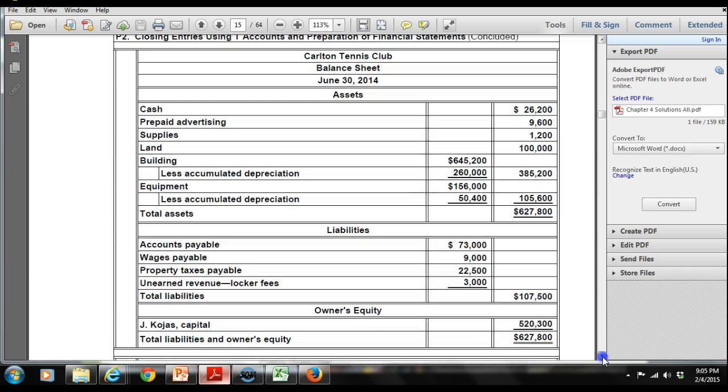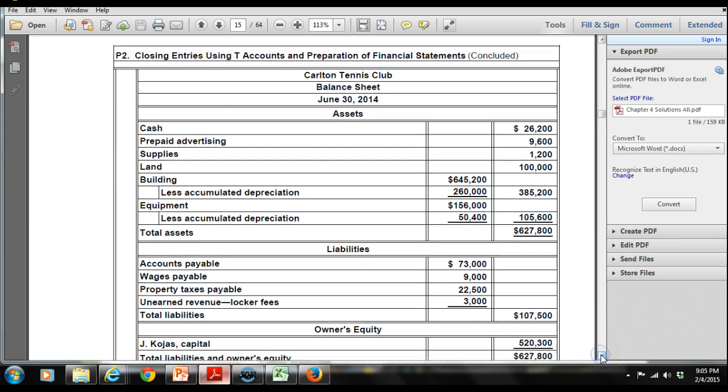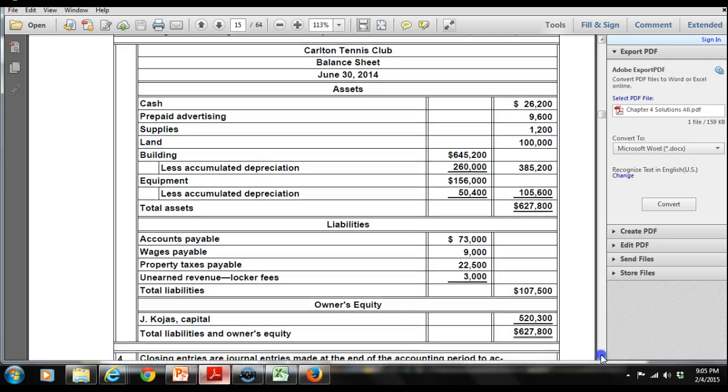Then once you complete your statement of owner's equity, you use that ending capital balance of $520,300 to finish out your balance sheet. So you'll use the trial balance that you see, and based on that trial balance, you'll pull all the permanent accounts along with the information you received from the statement of owner's equity to complete your balance sheet.